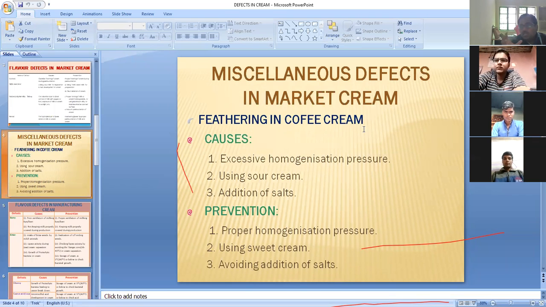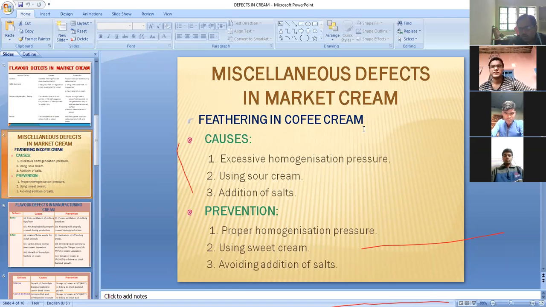That is why, as we will teach later in evaporated milk, when high heat treatment is given, if you are using buffalo milk it will not stabilize during the high heat treatment. That is why we use trisodium phosphate at different concentrations to check the destabilization of the buffalo milk. So addition of salt is also one of the reasons for feathering in the coffee cream. How can we control it?